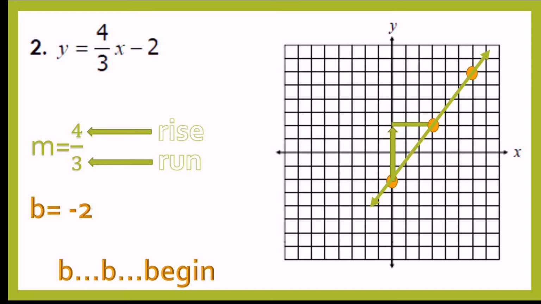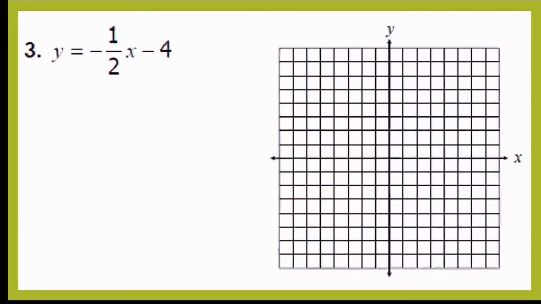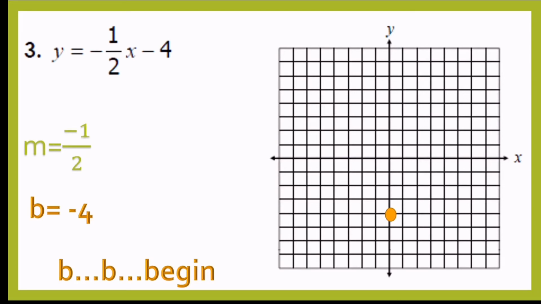Okay? So let's look again. This one's a little different. Notice something here. So it doesn't change. My y-intercept is still -4, and I put a point at -4 on the y. Okay? That there is my beginning. That's where I start from. So I'm going to go down to that point, and I look at my slope.